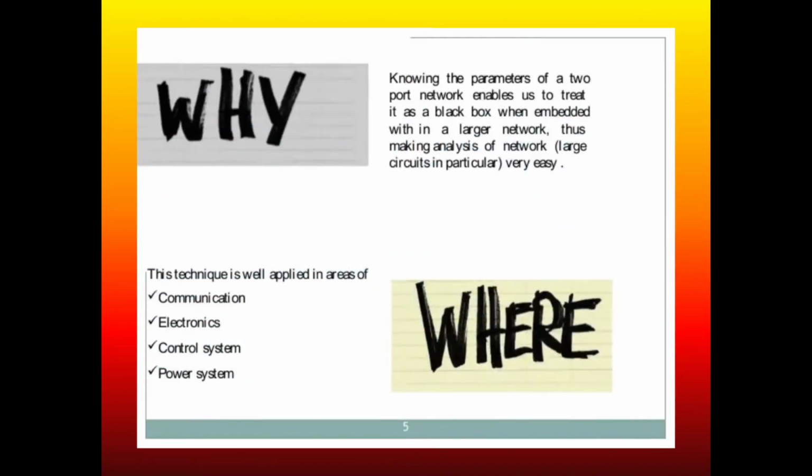Why should we go for this two-port network? Because it is very easy to analyze a circuit when you are using a two-port network. It makes it simple by considering the network as a black box. We give some input and analyze the output. It makes the circuit analysis easy. Where are we applying this? This technique is widely applied in areas of communication, electronics, control systems and power systems.